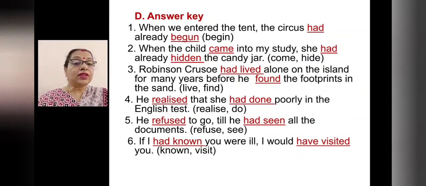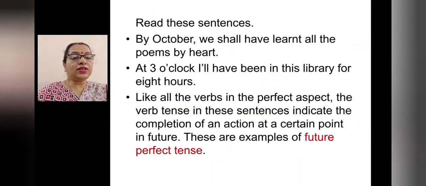Then here refuse is given. So he refused to go till he had seen all the documents. Then here known is given. So if I had known you were ill, I would have visited you. Now read these sentences. By October, we shall have learnt all the poems by heart. At 3 o'clock, I will have been in this library for 8 hours.